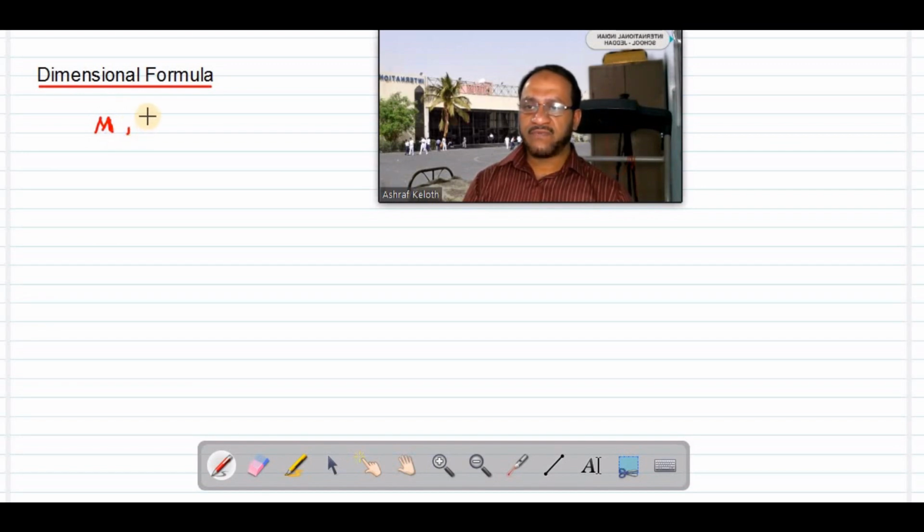The dimension for length is given as capital L, and the dimension of the fundamental unit time is given as capital T. In the previous class we learned about fundamental physical quantities and derived physical quantities. A fundamental physical quantity can be measured and expressed independently. For example, mass we can measure using a weighing balance, and you can write mass M equal to the value. There is no need of any equation for measuring mass.